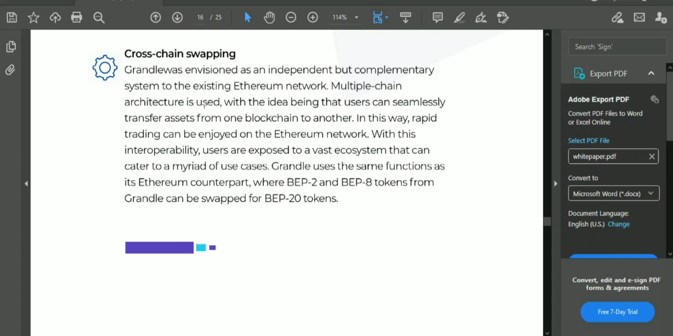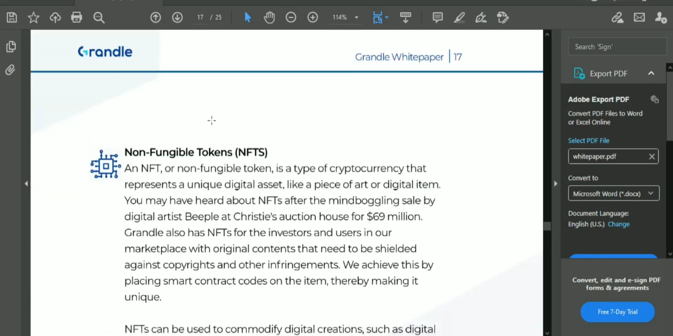Cross-chain swapping. Grandle was designed as an independent but complementary system to the existing Ethereum network. A multiple chain architecture is used, with the idea that assets can be seamlessly transferred from one blockchain to another. In this way, rapid trading can be enjoyed on the Ethereum network. With this interoperability, users can be exposed to a vast ecosystem that can cater to myriad use cases. And BEP2 and BEP8 tokens from Grandle can be swapped for BEP20 tokens.